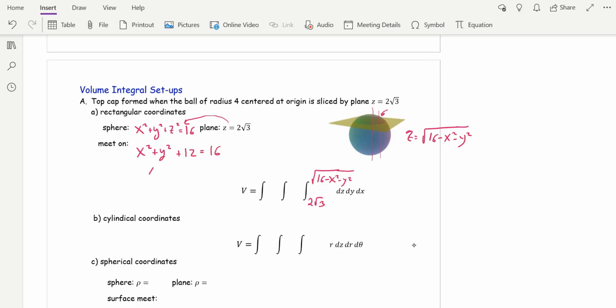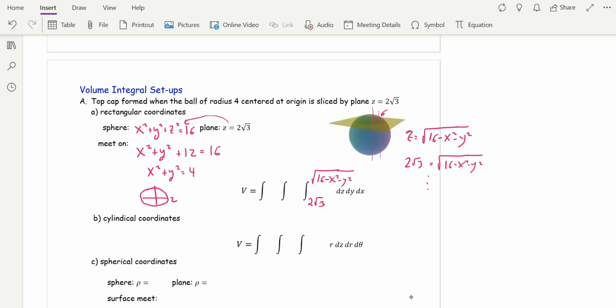So that's x squared plus y squared equals 4. That's the circle of radius 2, centered at the origin. Now, I could have also gotten that circle by setting z equal to z, if I had set 2√3 equal to the square root of 16 minus x squared minus y squared. I would have gotten the same circle.